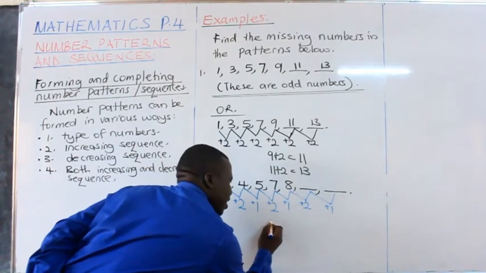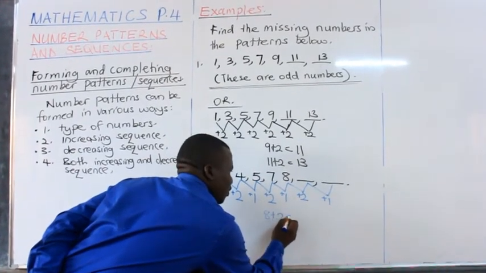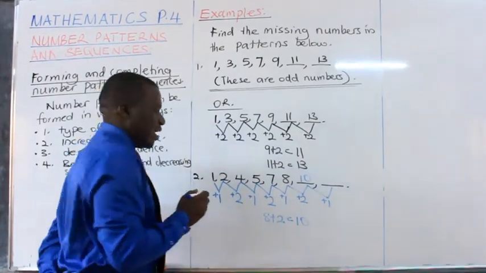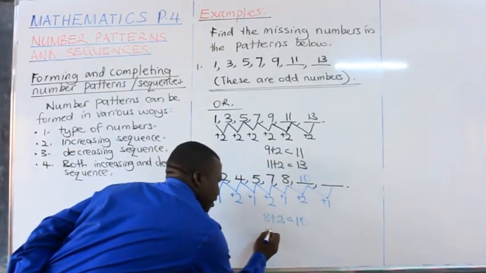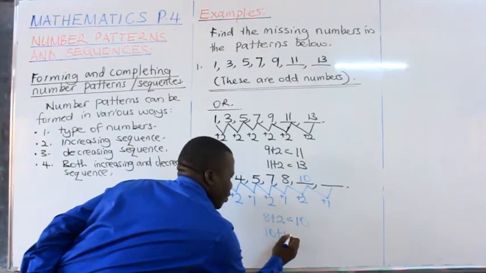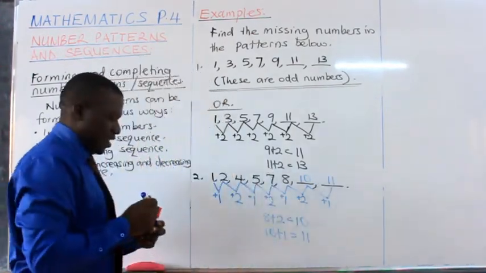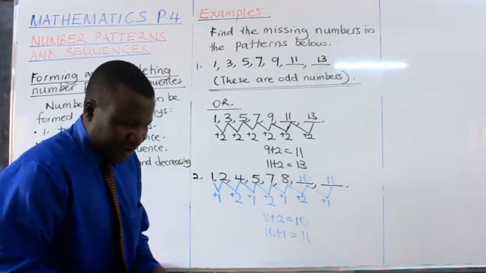So meaning it is now 8 plus 2 to give you 10. So the missing number there is 10. And it is 10 plus now 1 to give you 11. So the next missing number there is 11. I hope you're getting that very clearly.